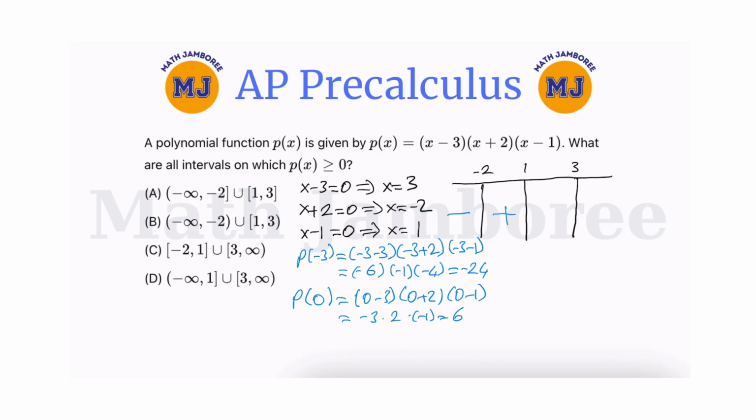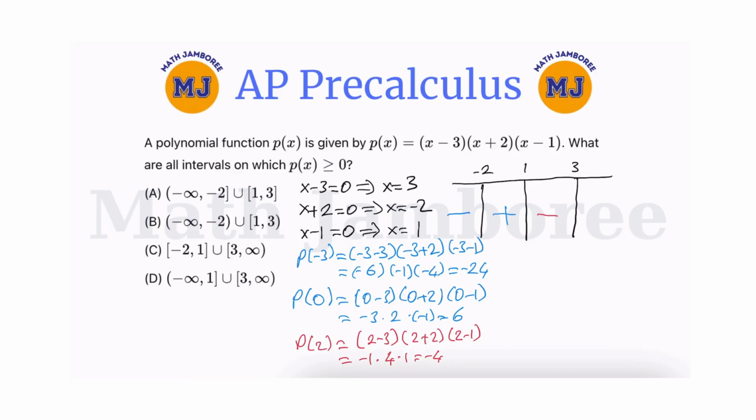Between 1 and 3, it's obvious that we can use 2. P of 2 is (2 minus 3)(2 plus 2)(2 minus 1). If you substitute in here, this is negative 1 times 4 times positive 1. That gives you negative 4. So between 1 and 3, the value of the polynomial function is negative.